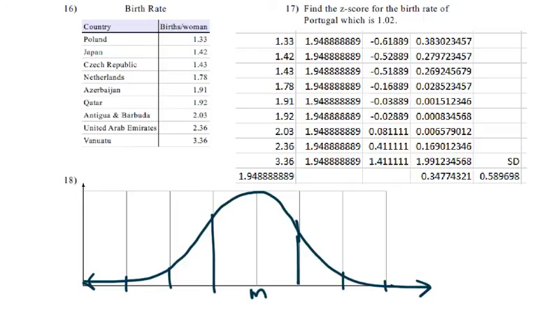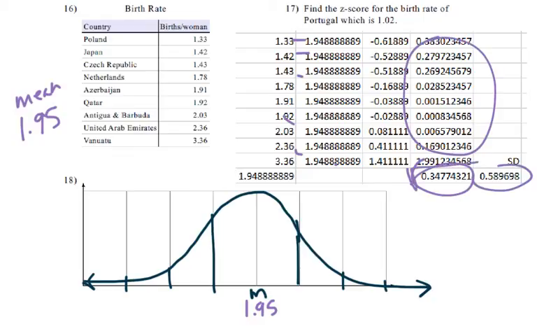Alright, here's our data. Our mean is 1.95, we'll say just 1.95 to make it a little easier. Our standard deviation, once we subtracted them all, squared them, averaged, and square rooted, we got 0.59. So we'll just say 0.59 to make it easier. Now we're going to add and subtract that 0.59 to 1.95 to see where we're going.